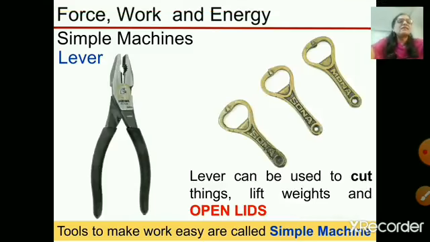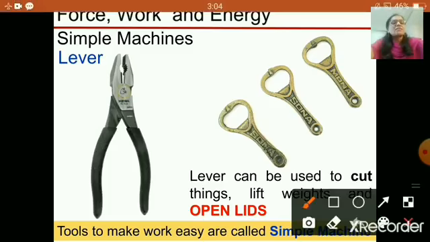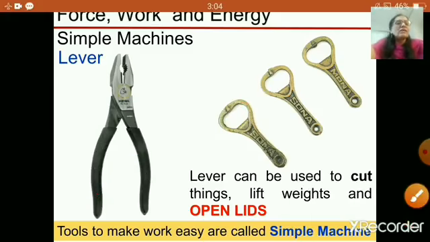See here, another example of lever. Here it can cut wires and other things easily. Otherwise it would be difficult for us to cut, right? These are bottle openers. With this you can open the seal of any bottle. So these are all examples of the simple machine called lever.